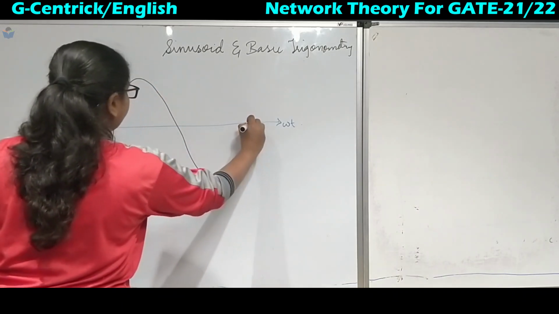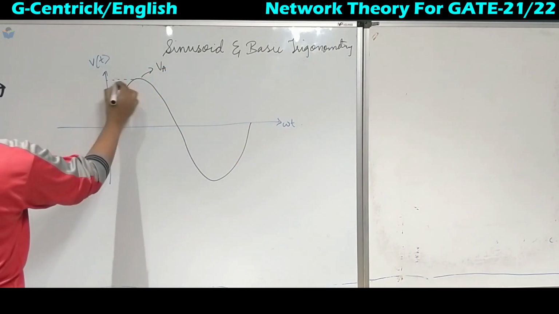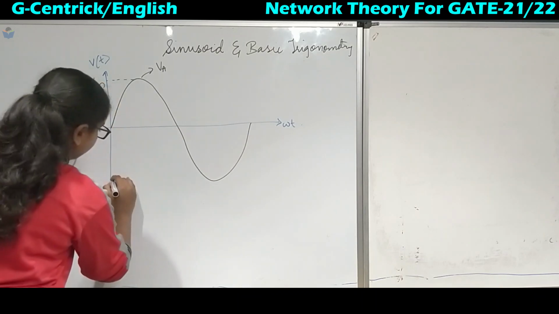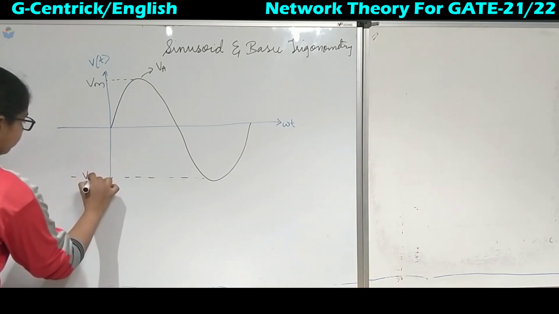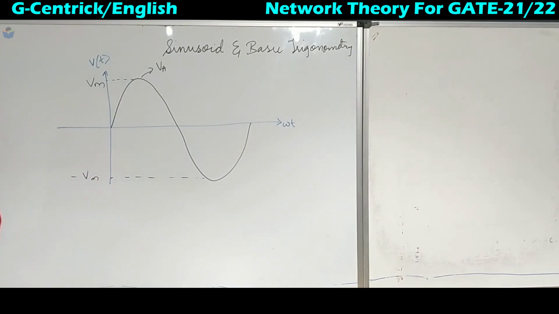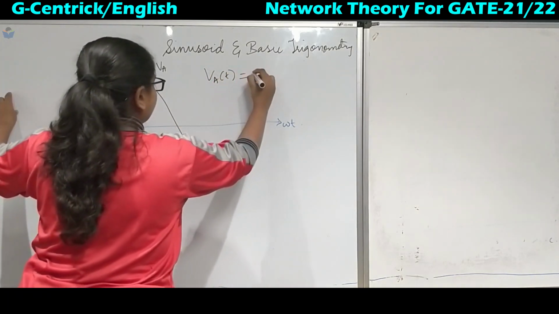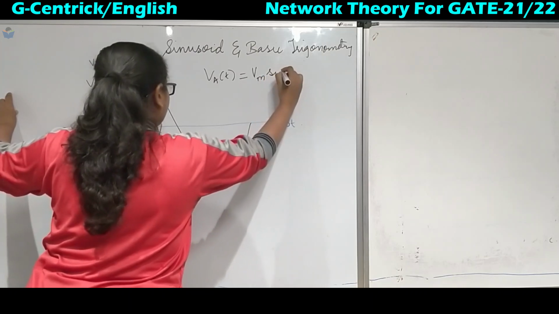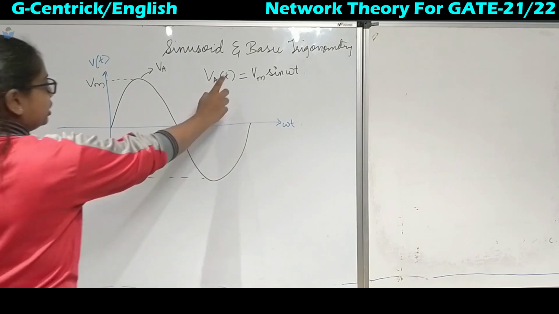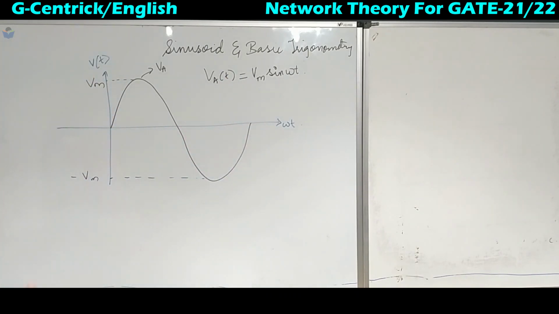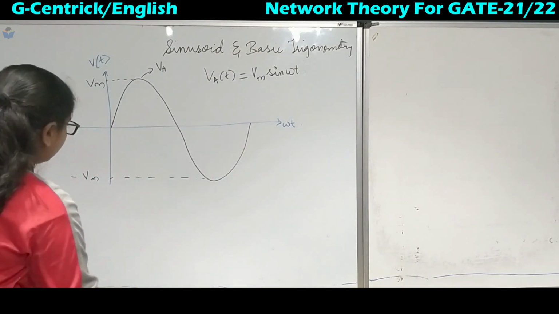A sinusoidal signal. Let this be VA and this be Vm, and here they have the same peak, that's why this is minus Vm. So now the equation for this signal is VA of t equals Vm sin omega t. Now we will take each of the individual terms and analyze the significance they have in this graph.